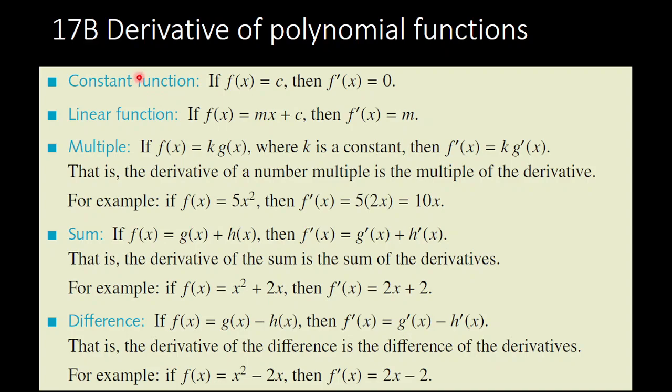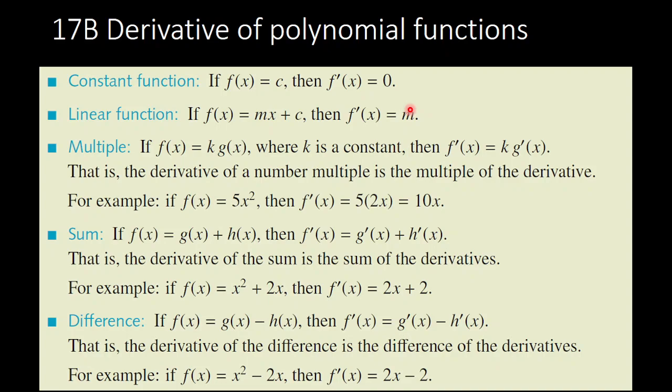Let's start with the power of 0. If a function is a constant, so if f of x is equal to c, a given value that is independent of x, so that can be a whole number, fraction, or decimal, the derivative is straight away 0. Okay? If the function is linear, you look at the gradient, the coefficient of x, and the derivative is equal to m. Okay.